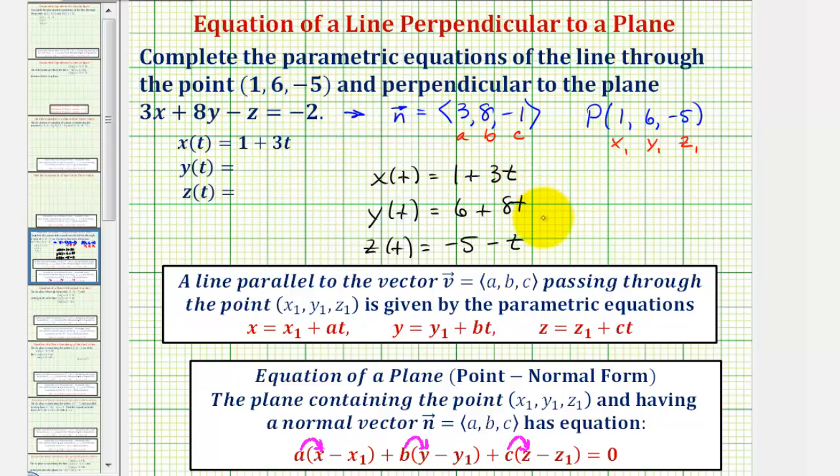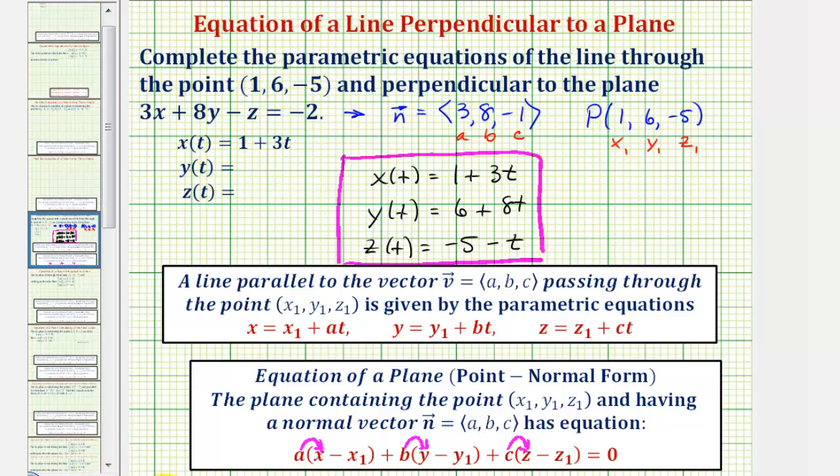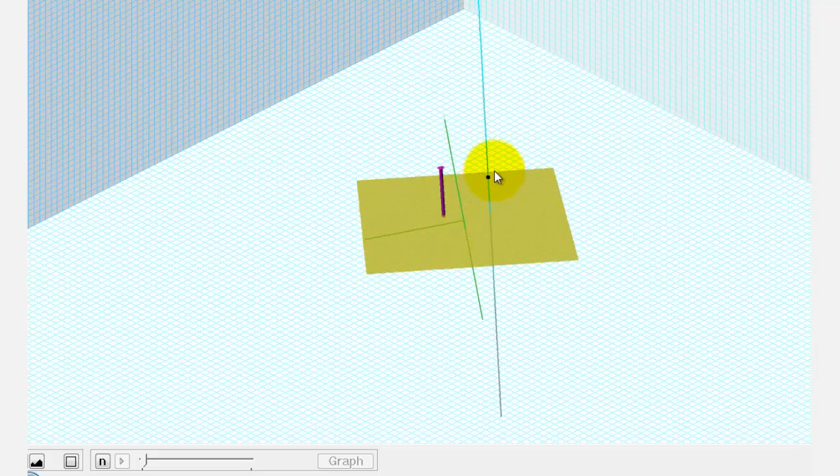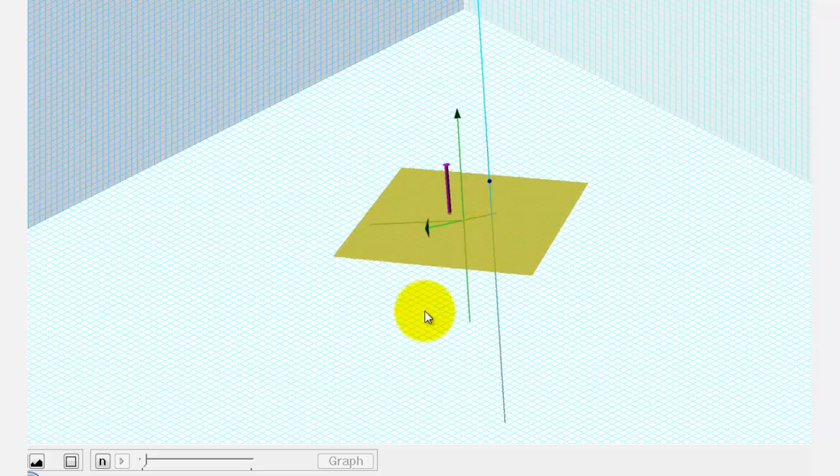Just remember, these parametric equations are not unique. Any scalar multiple of vector n would also give us a vector that's parallel to the line perpendicular to the plane passing through the given point. Again, we just found the parametric equations of the line in our graph here that's perpendicular to the plane passing through this blue point. I hope you found this helpful.